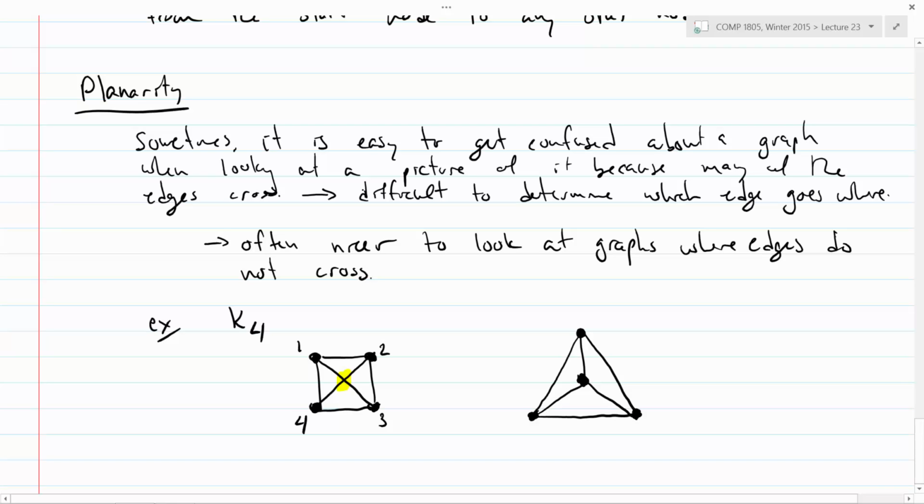I submit to you that this is exactly the same graph. And to prove it, I'll label it. So in the graph on the left, 1 is connected to 2, 3, and 4. 2 is connected to 1, 4, and 3. 3 is connected to 1, 2, and 4. And 4 is connected to 1, 2, and 3. The exact same thing happens on the right graph. So these are exactly the same graph. It's just 2 different ways of drawing it.